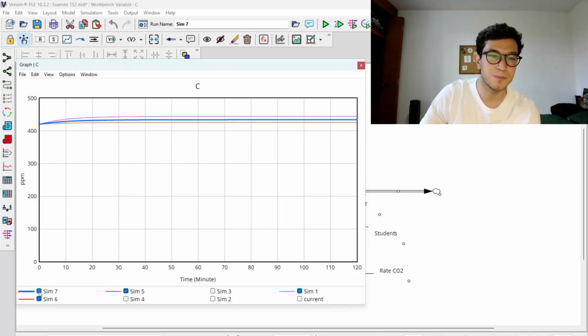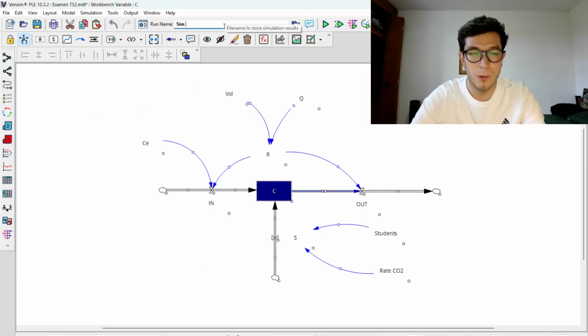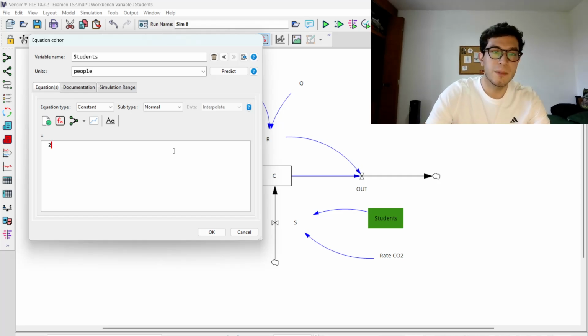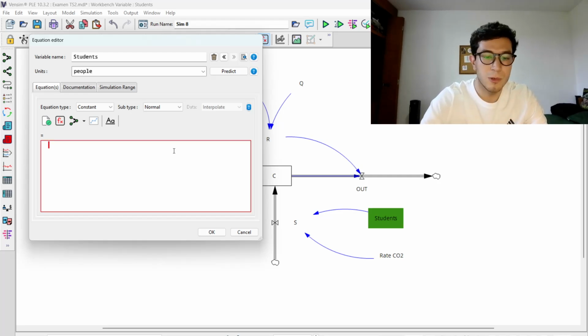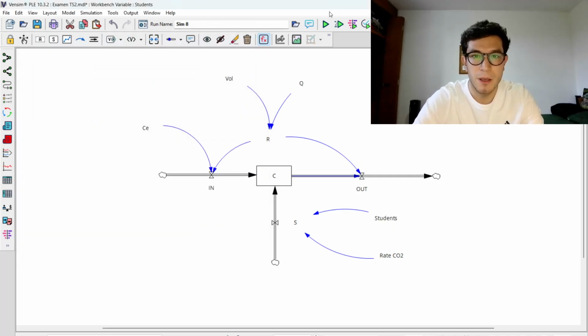And finally, with 20 people, which is a value between 6 and 35, we get this line right here that is set between the two other lines in concentration. So let me show you a little bit of what I did. I basically changed the number of students. For example, we have 20 right here, so let's put it to 60, just as an example.